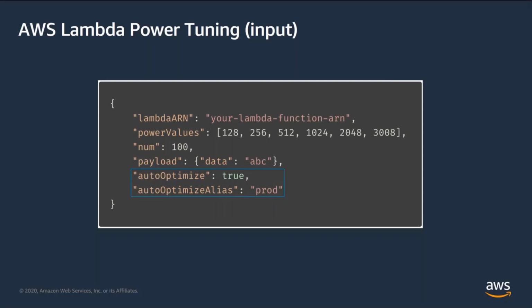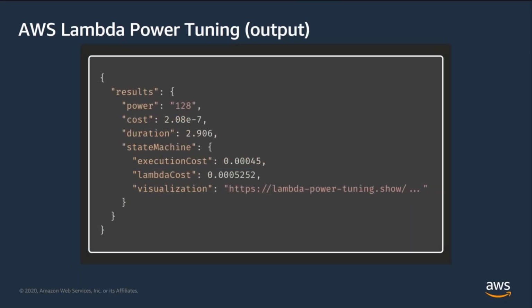The auto-optimized parameters tell the state machine to apply the optimal configuration at the end of the execution. If you need to use an alias for your function, you can set this here too. Without these parameters, the tests will run and not make any changes at all to your Lambda function or your environment.